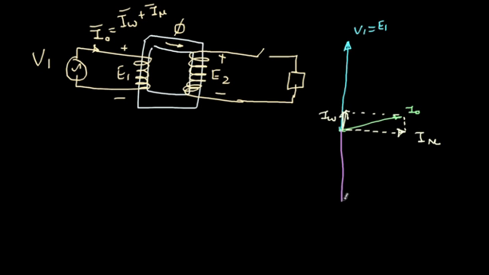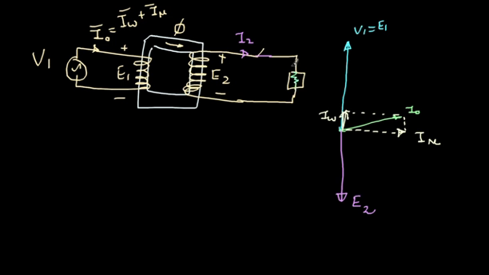Now on the other side, we represent E2, the EMF induced in the secondary side. Now if I close the switch, then there is going to be the current I2 into that. So I close the switch and the current I2 is flowing. Now what will be the relation of I2 with respect to E2 in terms of phase? What is the phase angle between I2 and E2? Well, that depends on the nature of the load.